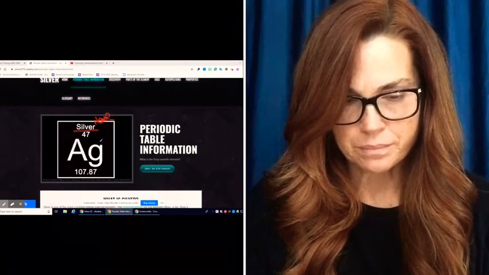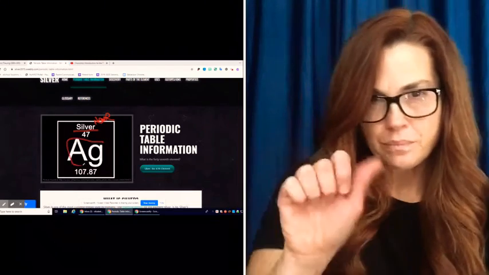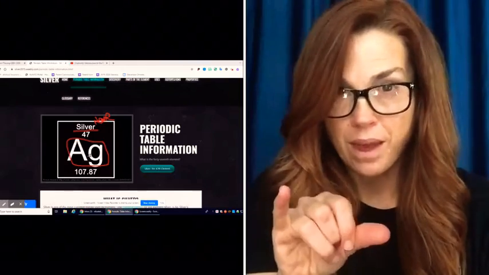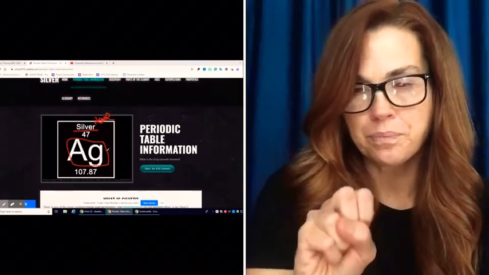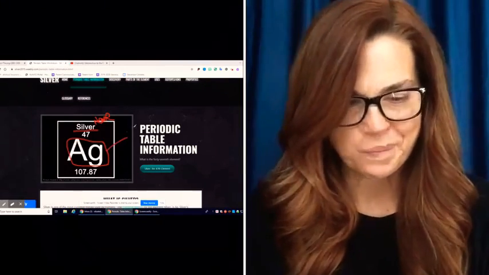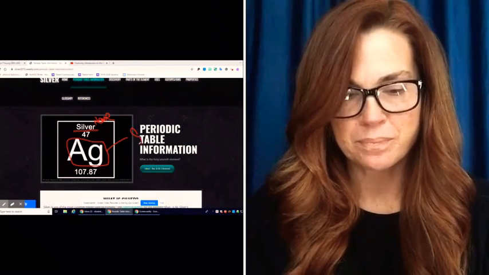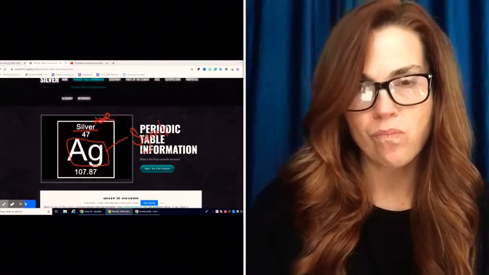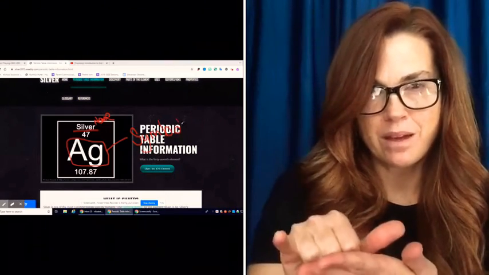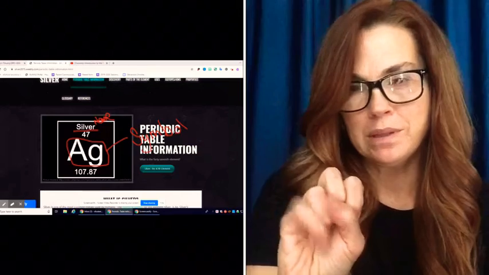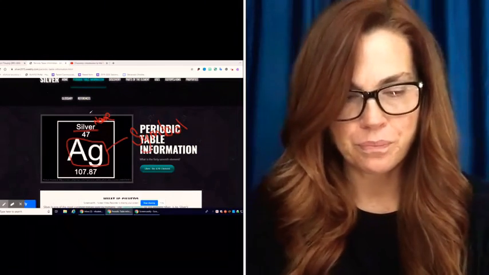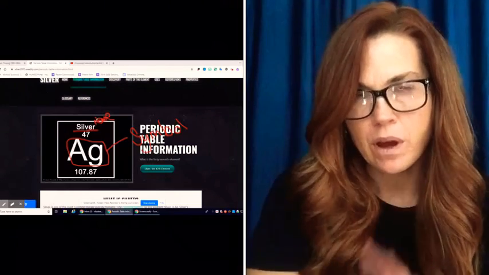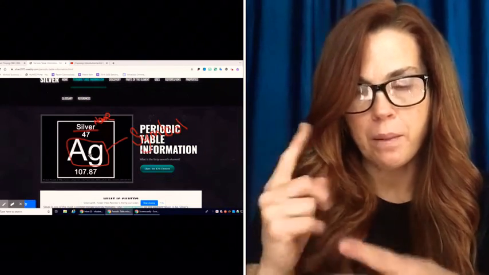And then we have this right here, Ag. There is a capital and a lowercase. These two will always go together. And this is called the element's symbol. Okay, so we have two ways to identify the element silver. We have its name and we have the symbol.